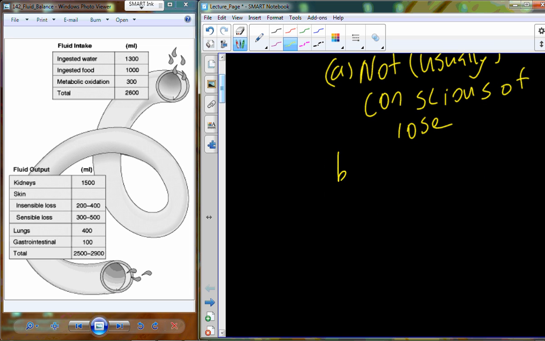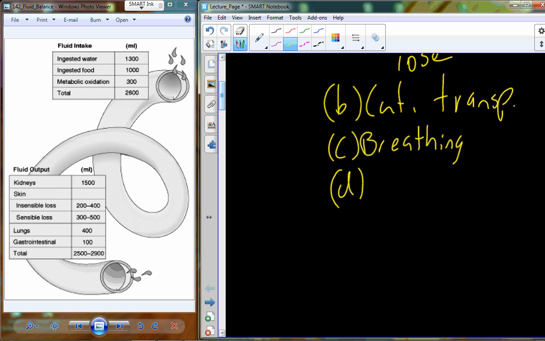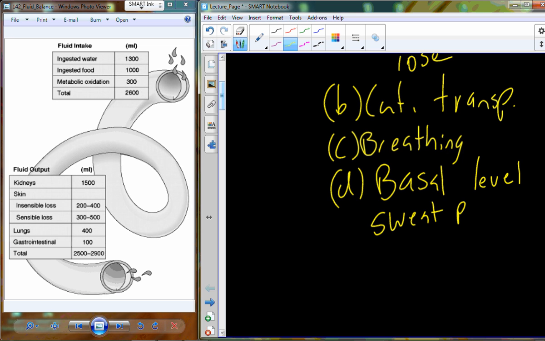Obviously, there's cutaneous transpiration. Up until this point, you probably didn't really understand what that was. But that's simply water diffusing directly through the skin, not through a sweat gland. Whenever you breathe, breathing is considered an insensible water loss. And then last is what we would call basal level sweat production, that very low volume of sweat that's being generated to help maintain things like the acid metabolism.